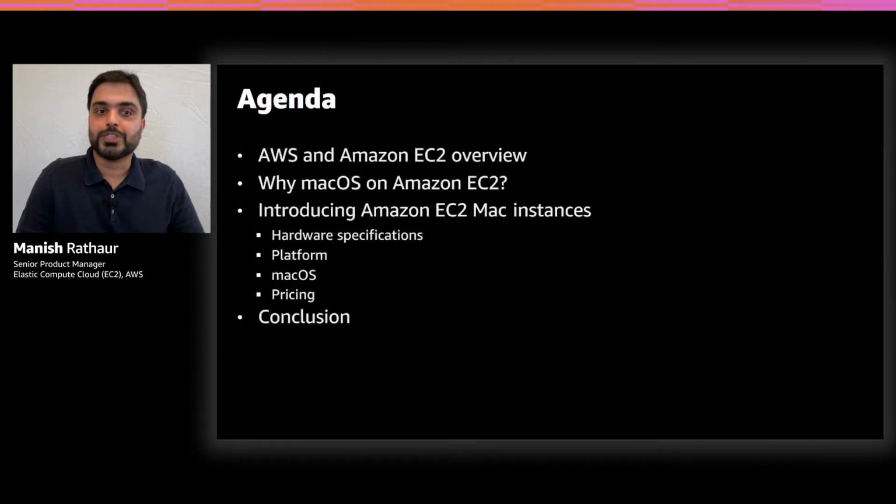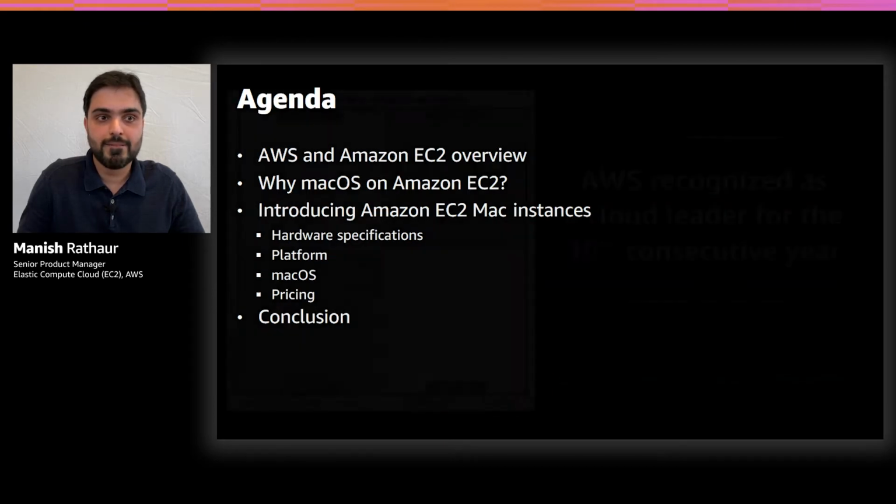Here's the agenda for today. We will begin by providing a high-level overview of AWS and EC2. We will then cover the use cases and benefits of running macOS in the cloud. Subsequently, we will introduce EC2 Mac instances that allow customers to natively run macOS on EC2. We will then cover the hardware specifications, platform details, macOS experience, and pricing before we finally conclude. So let's get started with an overview of AWS.